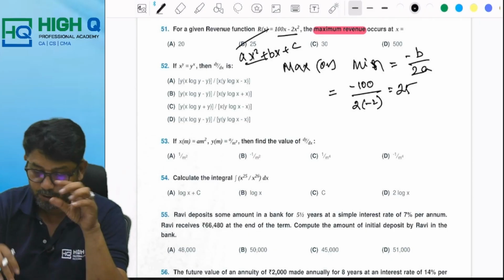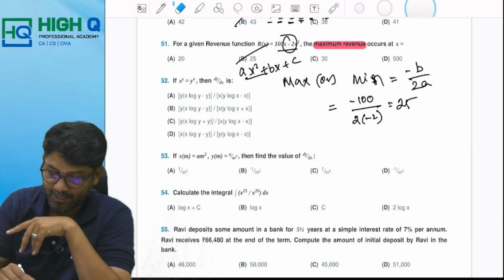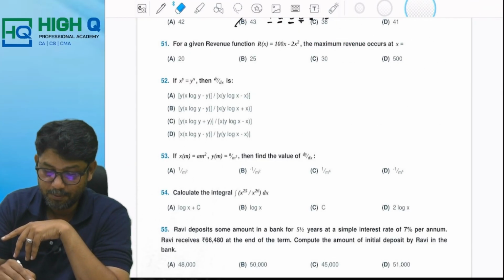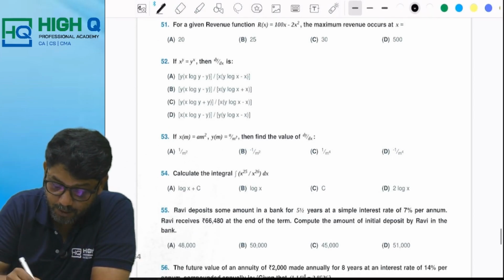That's it. Sir, what about minima? Minima also you are giving the same formula. Yes, of course. In that case, here you will be getting a plus sign. Okay, fine. So this trick, always remember: minus b by 2a. Super duper trick, my dear.